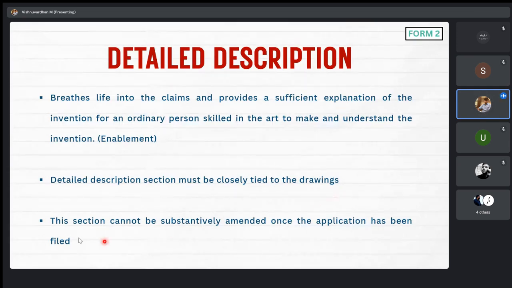Okay. Then this section cannot be substantively amended once the application has been filed. So be very careful. When you file the provisional specs, don't try to narrow it down too much also, because you can't amend it too much later on. Okay. So suppose I file an application for a bus. Later on, I can't come and say it's a scooter now. Okay. Maximum the bus can become a tempo traveler. You can't change it so much that it becomes a scooter later on.